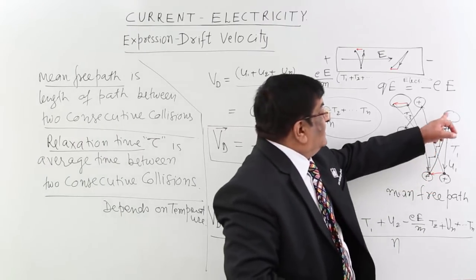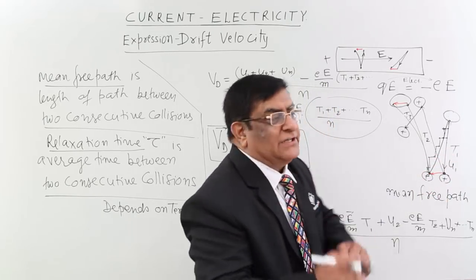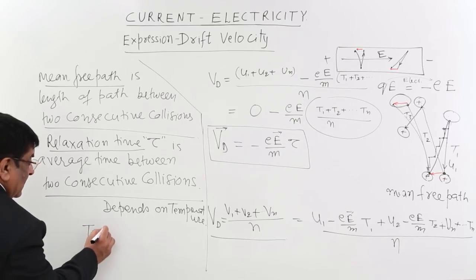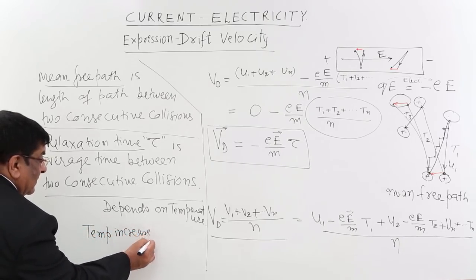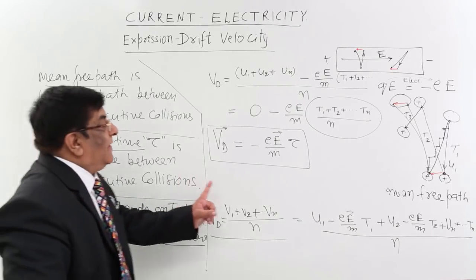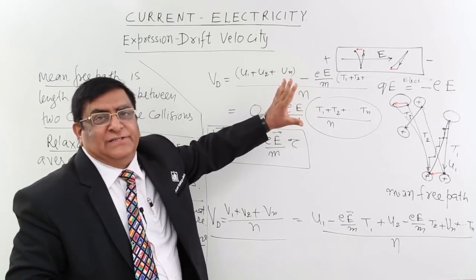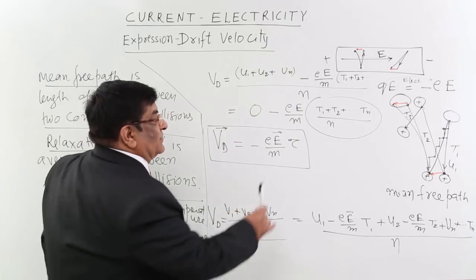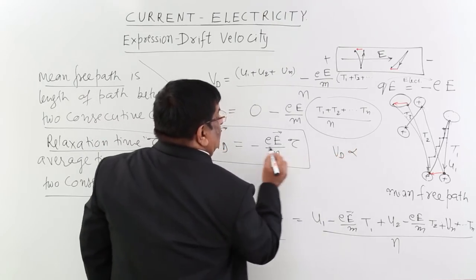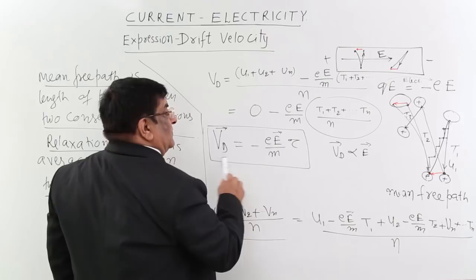If we increase the temperature, the speed will increase. If the speed increases, then the time will decrease. So it is an inverse relation: temperature increases, relaxation period decreases. Temperature increase, tau decrease. Remember it. Now, if we keep the temperature constant during the flow of current, then tau will also be constant. If this is a constant, then drift velocity is proportional to the electric field. So this is the complete expression of drift velocity.